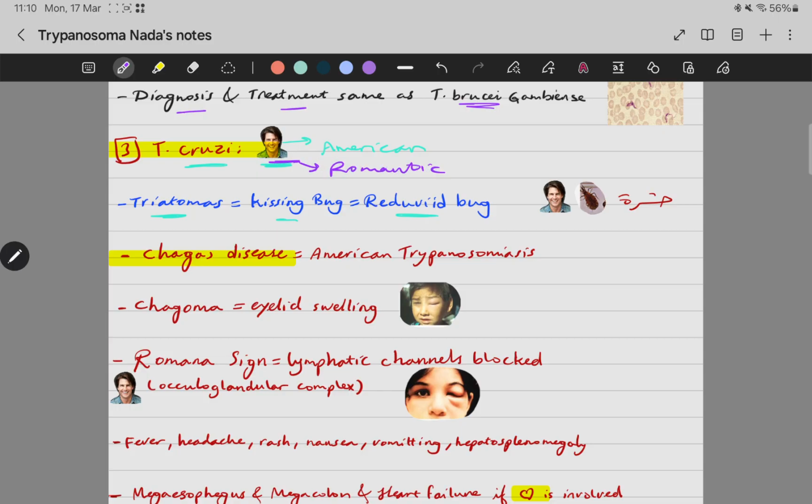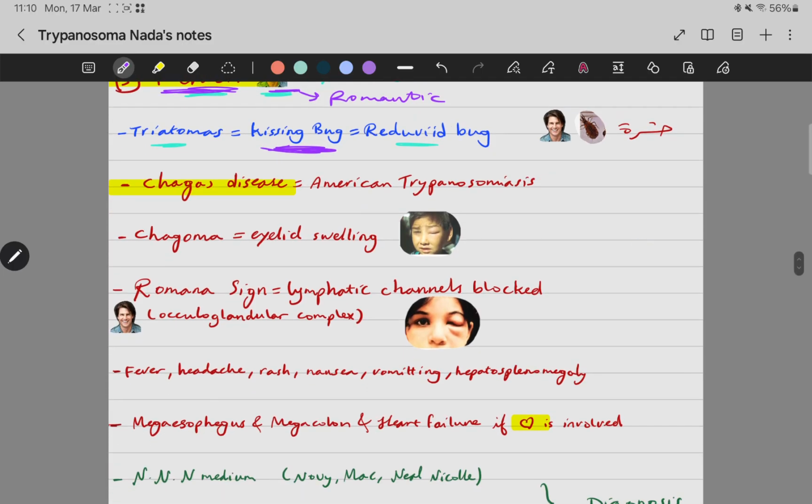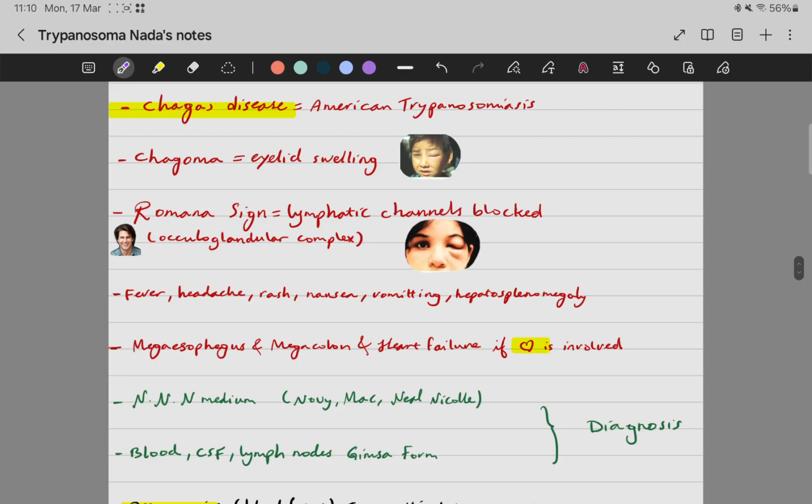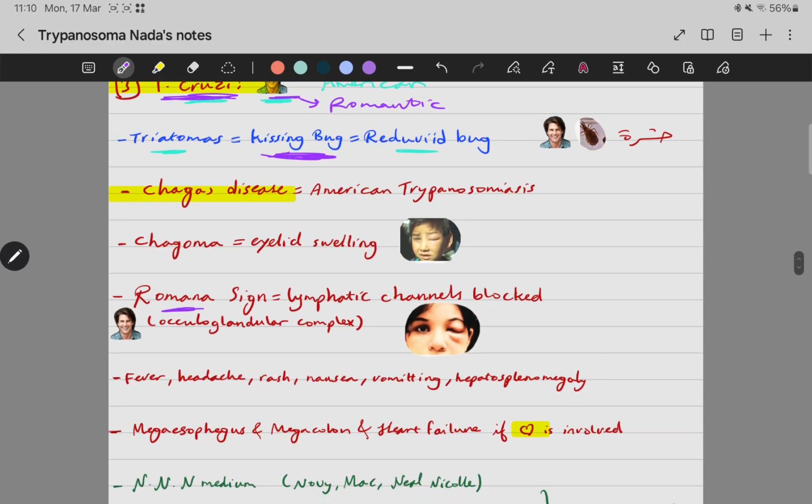This romantic guy leads us to Trypanosoma cruzi. Trypanosoma cruzi comes from the kissing bug. So Tom Cruise kisses someone, the kissing bug causes Trypanosoma cruzi, and we will see later different signs of romanticism, like Romaña sign. One sign of the disease is called Romaña sign, which is swollen, actually blocked, lymphatic channels in the eye.